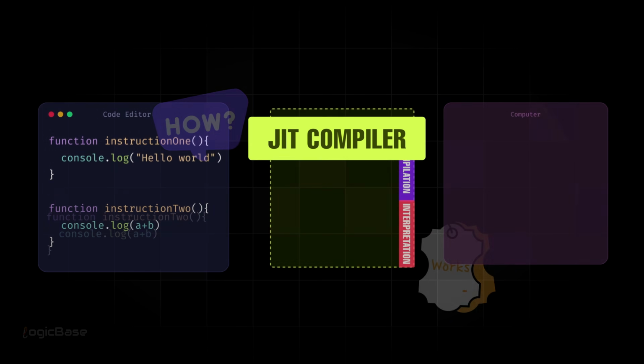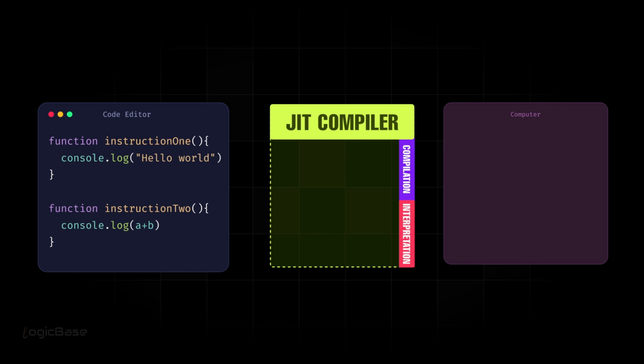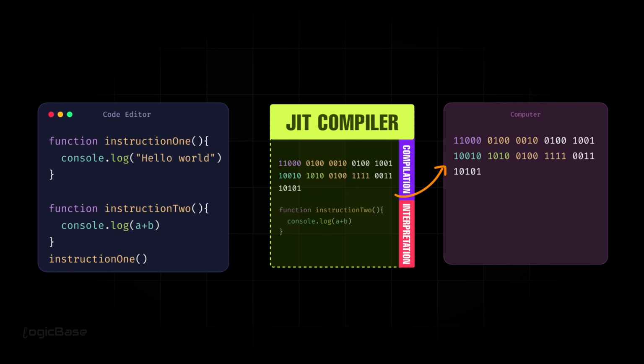In JIT, the just-in-time part behaves like an interpreter. It reads the code, while the compiler part translates it into machine code. Here's what happens. When we write our JavaScript code, the JIT compiler doesn't immediately compile the entire thing. Instead, it keeps the code as it is. When a particular function or instruction is invoked, say, for example, the instruction 1 function, the JIT compiler instantly compiles that specific function into machine code, executes it, and returns the result.